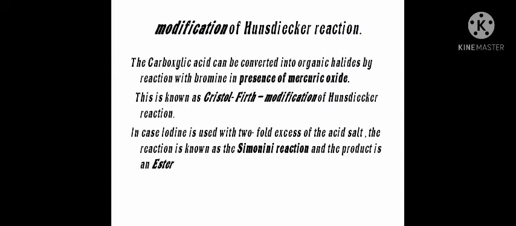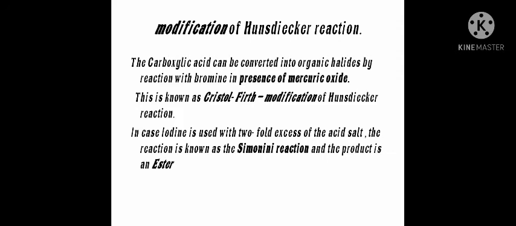There are also some modifications of the Hunsdiecker reaction. The carboxylic acid can be converted into the organic halide by reaction with bromine in the presence of mercuric oxide. Why is this modification needed? The Hunsdiecker reaction mainly requires the use of pure dry silver salt, which is often difficult to prepare. So that's why the modification was made. In the place of silver, they use mercuric oxide. This modification is called the Cristol-Firth modification of the Hunsdiecker reaction.